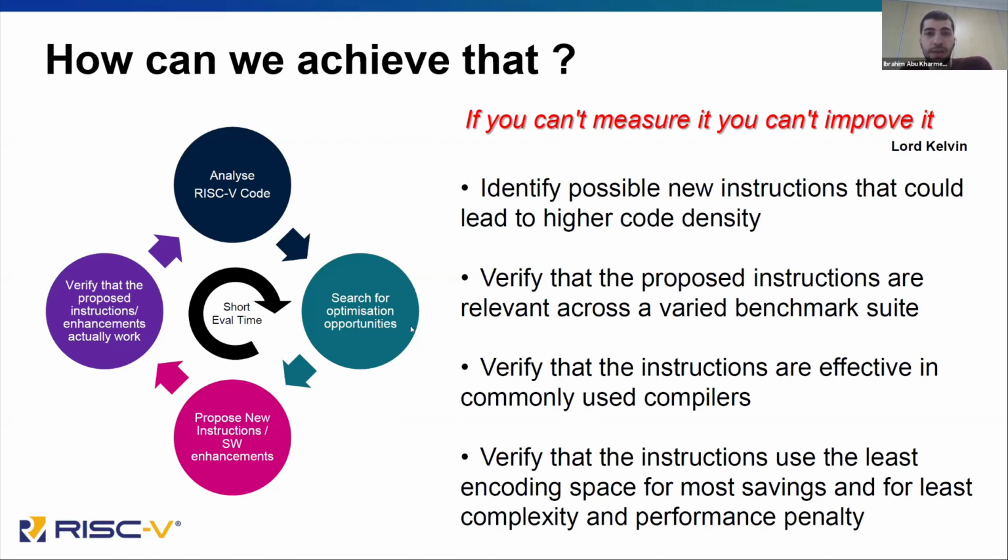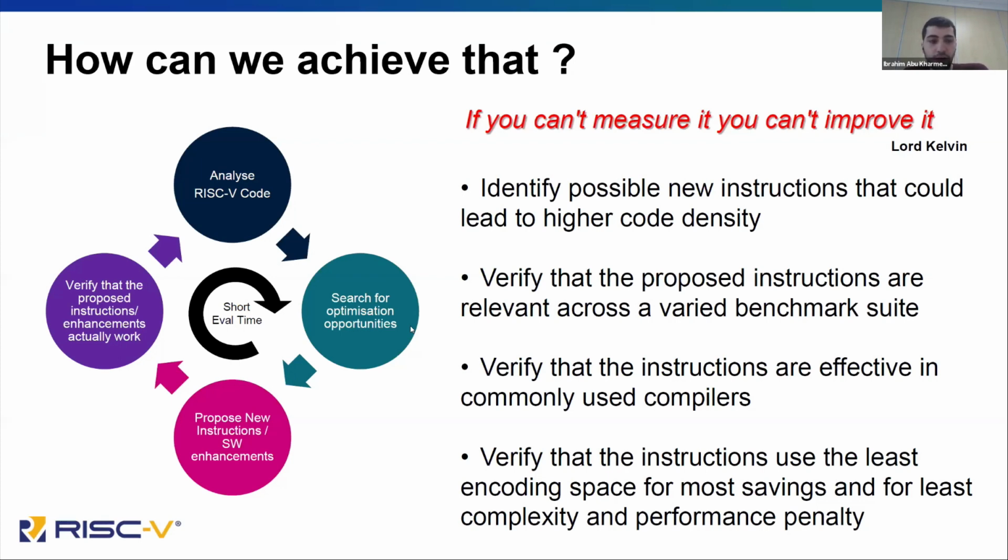Well, first we need to be able to measure things and try to figure out why things are the way they are. If you can't measure it, you cannot improve it. So we need to analyze existing RISC-V code and search for optimization opportunities. Then we need to find possible optimizations, be it new instructions or optimizations for toolchain and compiler support.